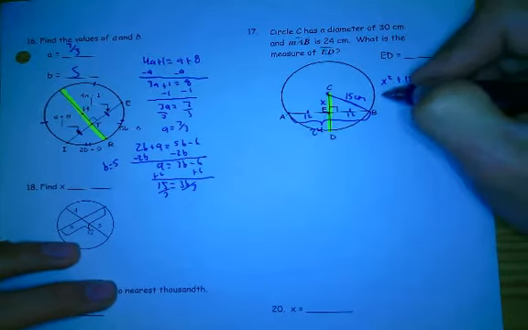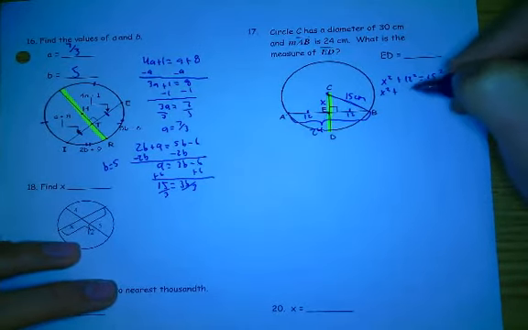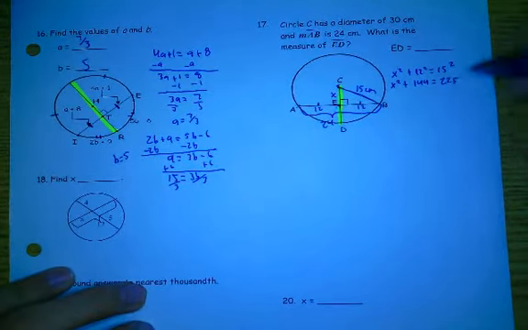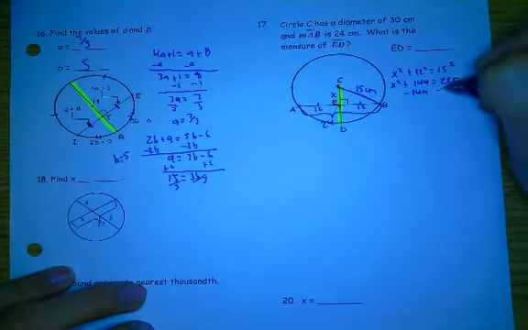So now we know that this is 9. However, that's not what it was asking us for. It's asking us for E to D. Well, remember how I said that this is a radius and the diameter was 30? Well, the radius would then be 15. If from here to here is 9, then 15 minus 9 is 6.